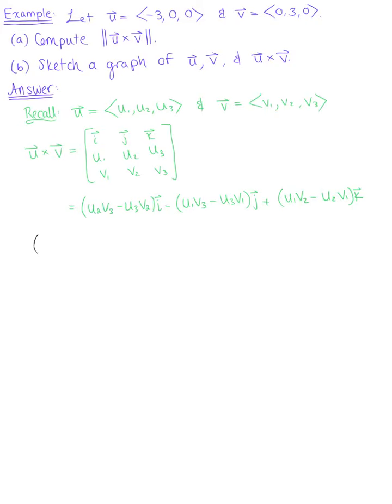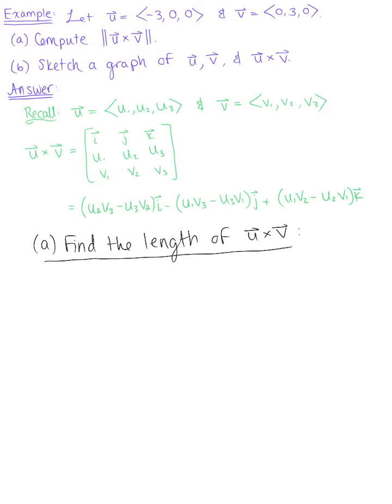So for part A, again, we're asked to find the magnitude, or the length, of the cross product. So we need to do this in two parts. The first thing we need to do is find the cross product. So plugging in our given information, we have the cross product of u and v. Putting this into my 3x3 of i hat, j hat, k hat, I have -3, 0, 0, and v is 0, 3, 0.